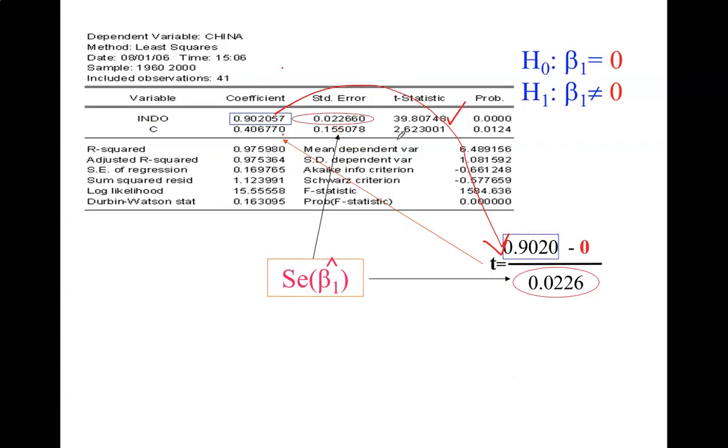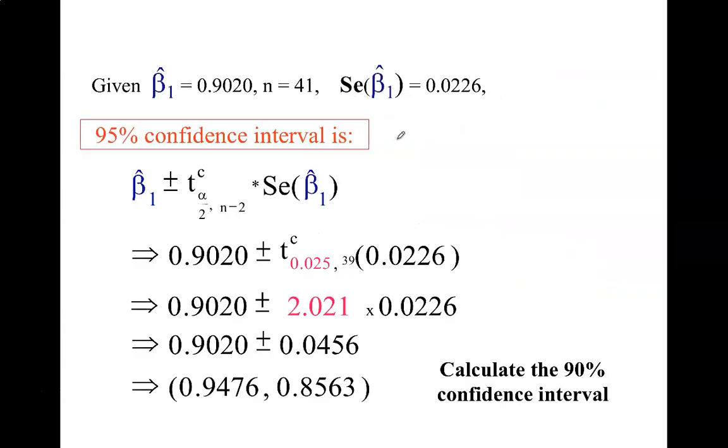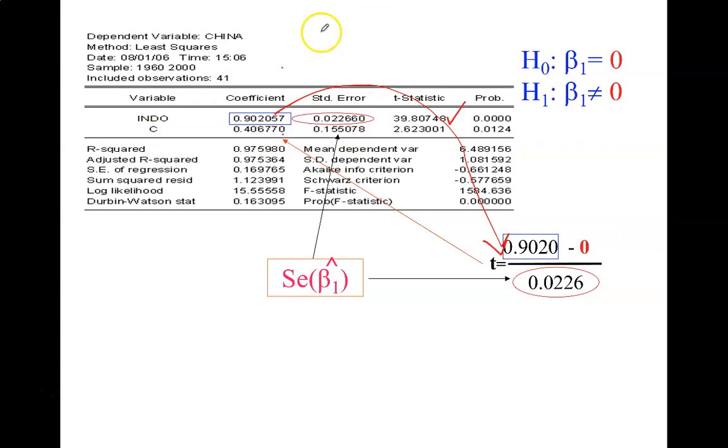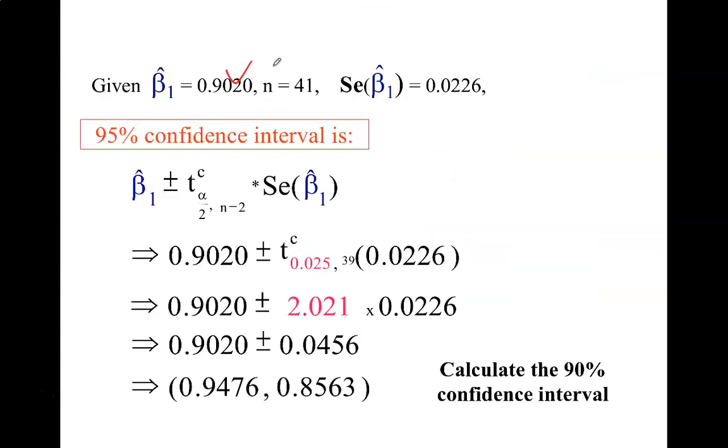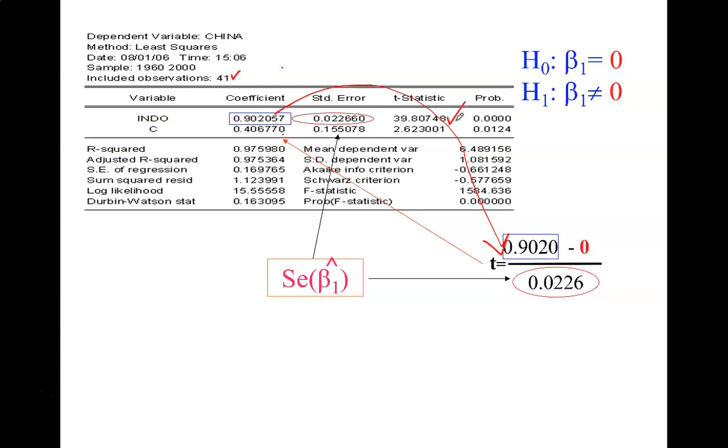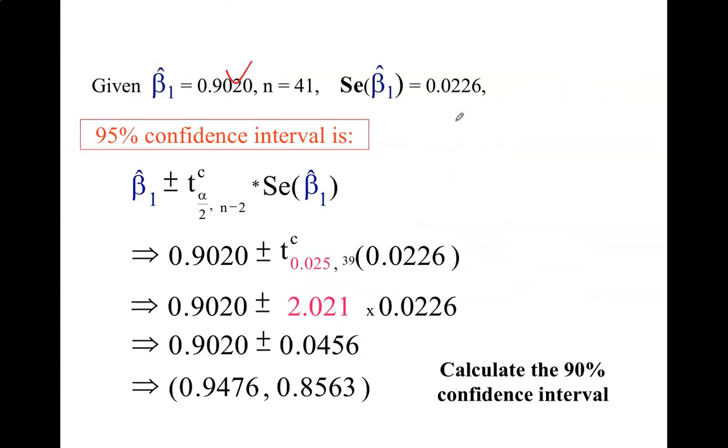Let's say you want to calculate the confidence interval for this coefficient of beta. Beta is 0.9020, right? 0.9020 is there. N is 41. You can have a look at this, Y is 41 here, the sample size. The standard error is given also, right? 0.026226. So to calculate this confidence interval for 95%, there will be something like this.